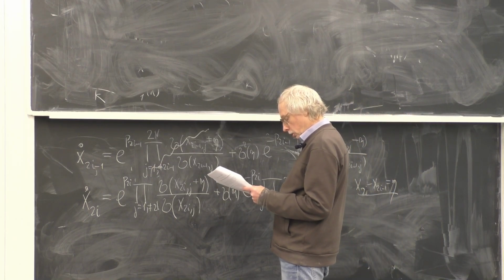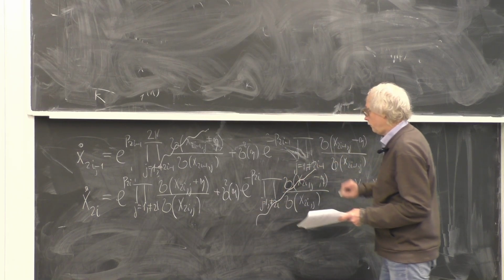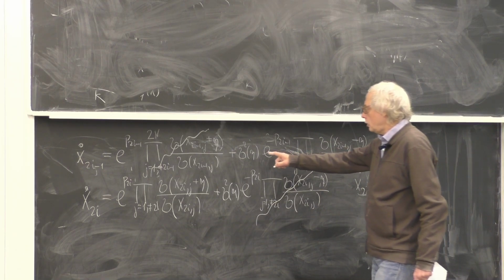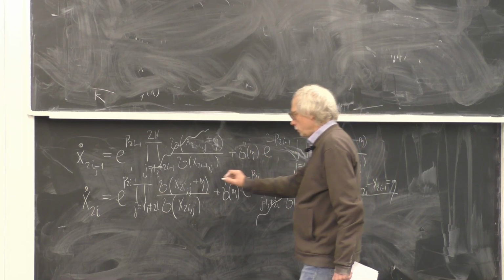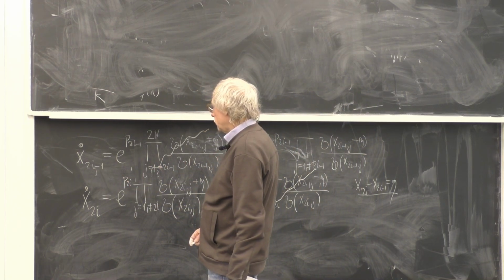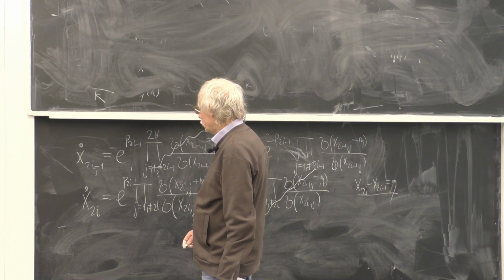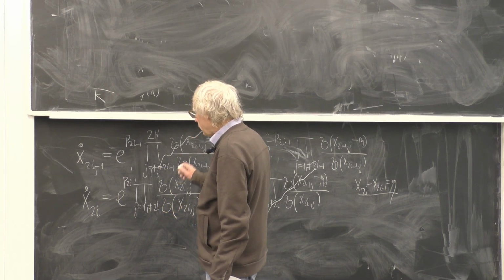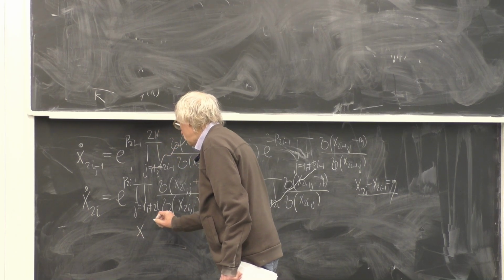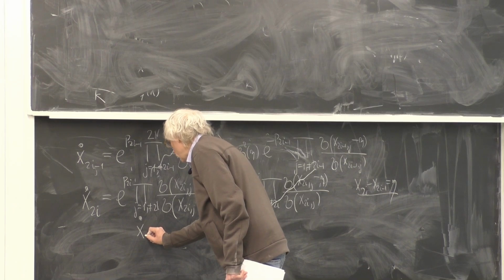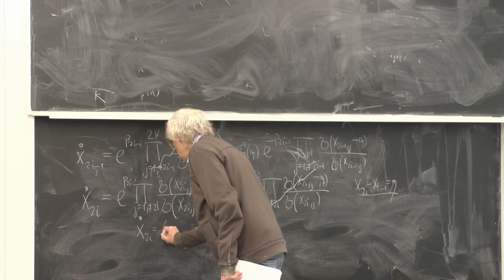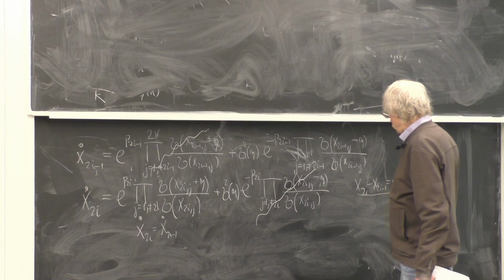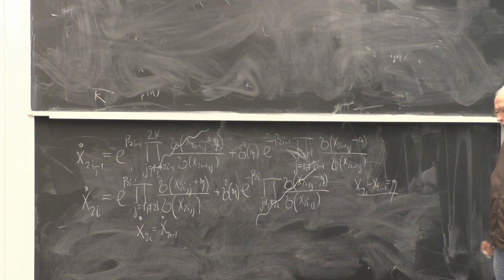And this term vanishes. So we are left with only these terms, and what we should require is that these velocities are equal in order to preserve this constraint.